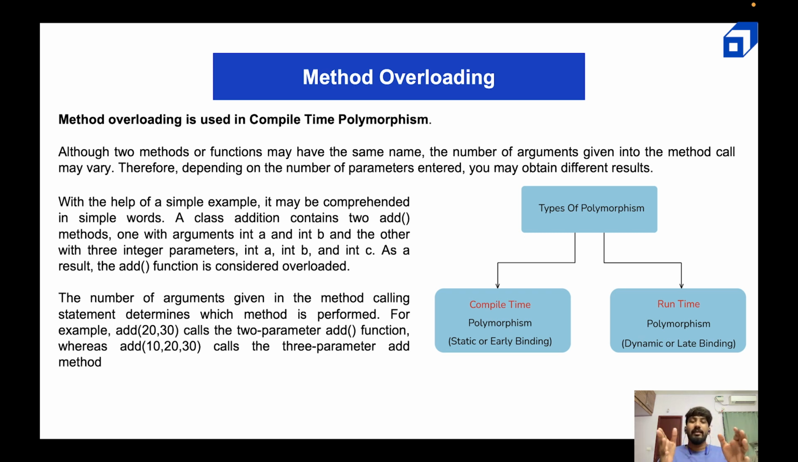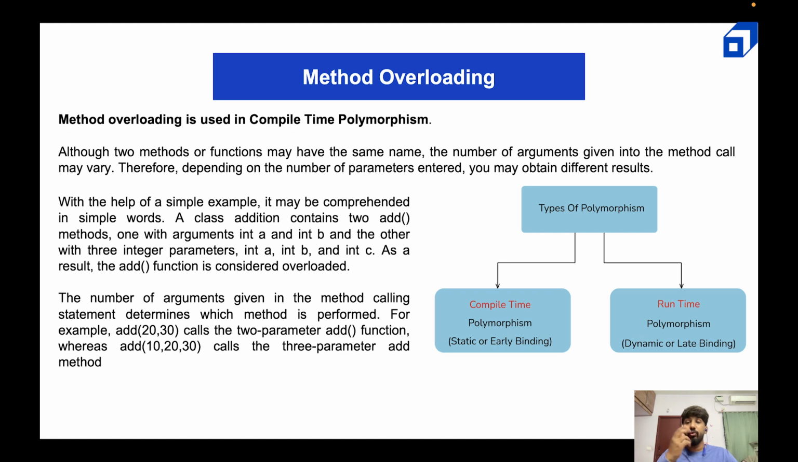So basically what I'm trying to say here is you can have the same method name, but the parameters could differ, or you could have the same method name, but the data type also could differ, and that would basically differentiate between the methods within the same class. So how will it differentiate? It will differentiate according to the parameters you will be providing. With the help of a simple example, it may be comprehended in simple words.